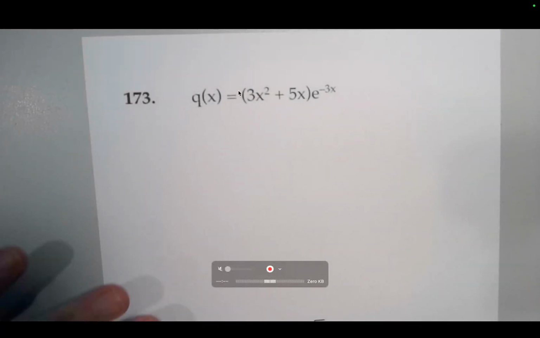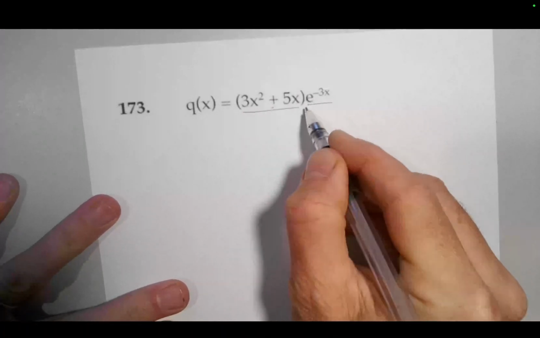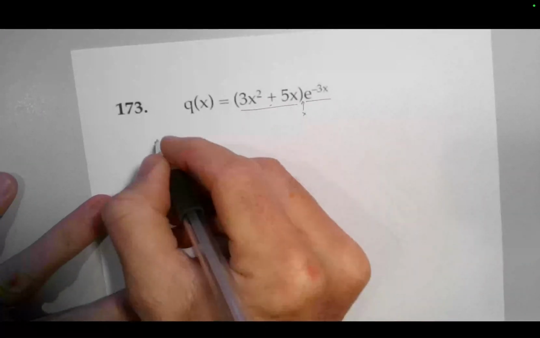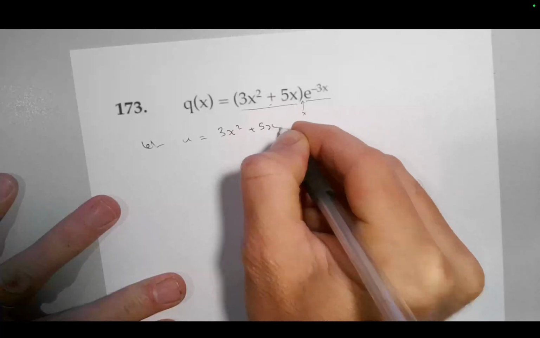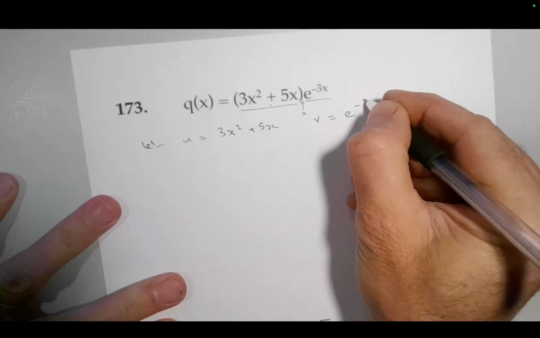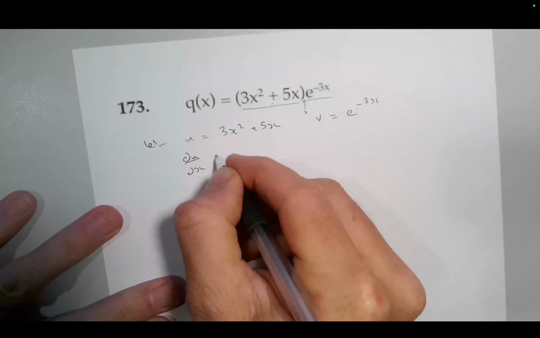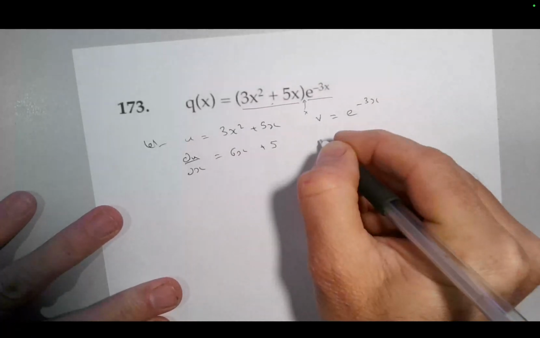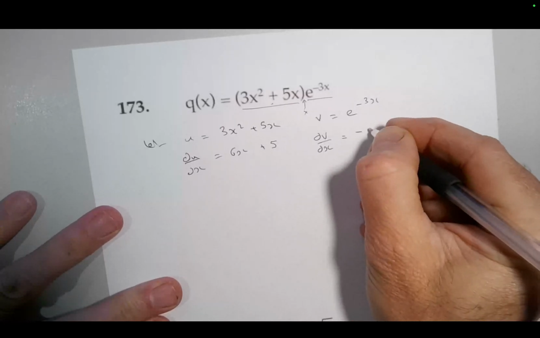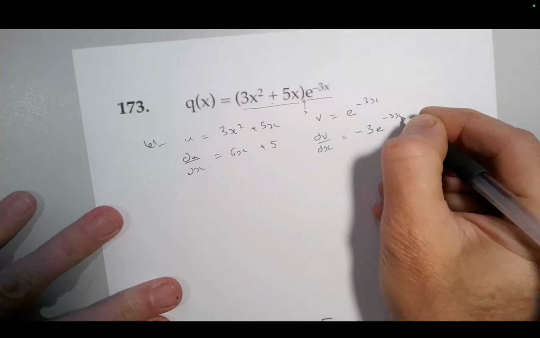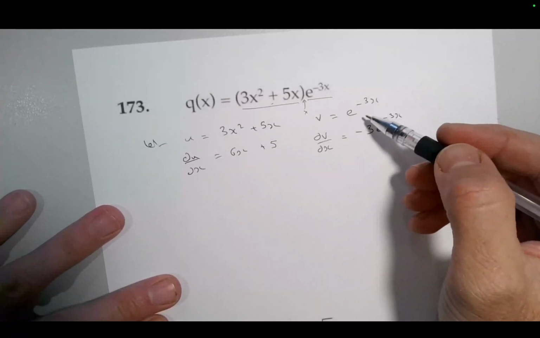So let's start with 173, and straight away we're seeing two parts to it. This thing here times this thing here, so there's obviously a times. I'm going to say let u equal the first bit, 3x squared plus 5x, and v equals e to the minus 3x. Then I'm going to do the product rule underneath. du by dx is 6x plus 5. dv by dx is negative 3e to the minus 3x. Hopefully you're comfortable with how to differentiate an exponential function by now.